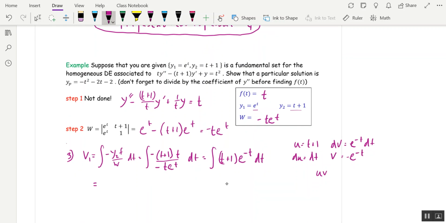I want uv minus the integral of v du. So uv is negative, I'm going to factor the minus out, negative t plus 1, e to the negative t, and then what do I have? Minus the integral of v du. V is negative, so I'll make this a positive, e to the negative t dt. Almost there. Negative t plus 1 e to the negative t minus e to the negative t. Take the constant of integration to be 0.